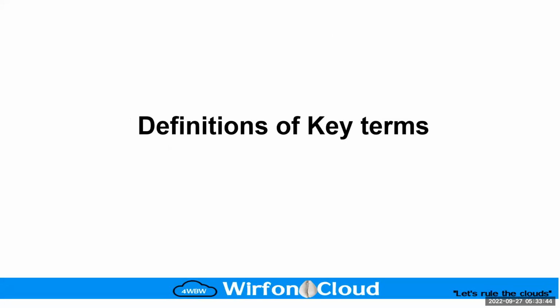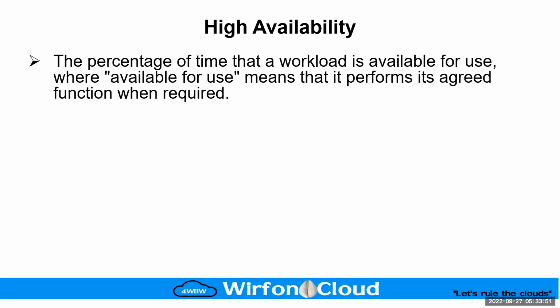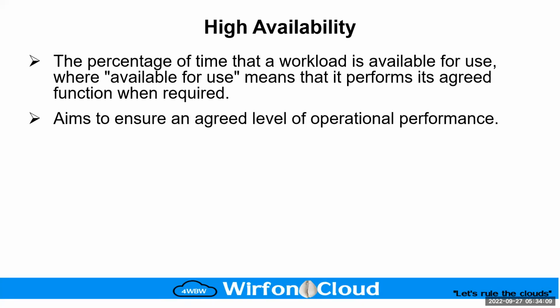So let's start with definitions of some key terms. The first one, high availability. High availability is the percentage of time that a workload is available for use, where available for use means that it performs its agreed function when required. So the aim is to ensure an agreed level of operational performance.